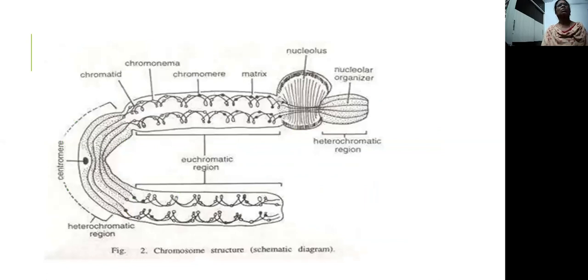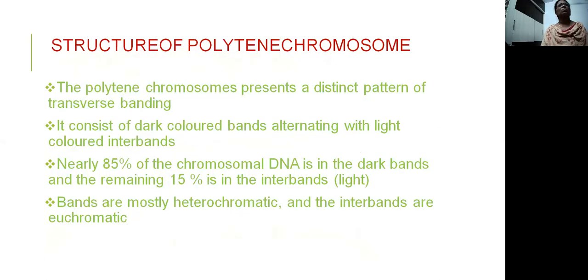So, the structure of polytene chromosome. The polytene chromosome presents a distinct pattern of transverse bands, and it consists of dark colored bands alternating with light colored interbands. Nearly 85% of the chromosomal DNA is in the dark band region and the remaining 15% is in the interbands. They are light in color.